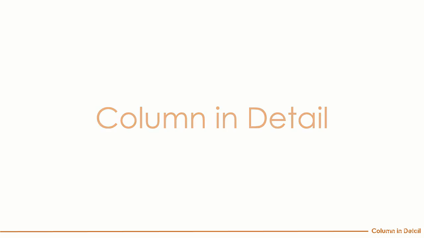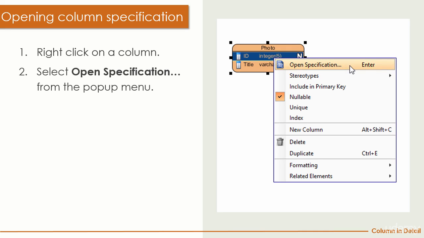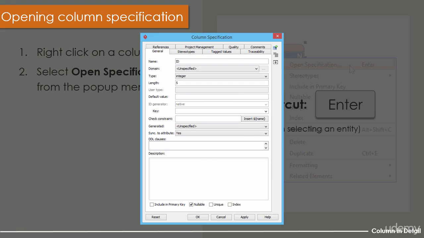Column in detail. You can configure the column detail by using the specification dialog box. To open the specification dialog box, you just need to right-click on a column and then select Open Specification. Or you can select the column and just hit the Enter key on your keyboard. Then you will see the specification dialog box of your selected column like this.